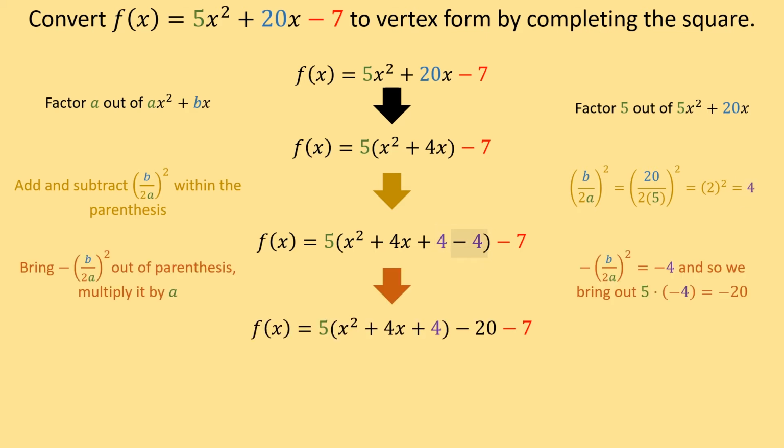Next, that negative 4 we just inserted within our parentheses, we're going to pull out of the parentheses. And whenever we bring something out of the parentheses, we have to make sure we multiply it by the number out front. In this case, that number is 5.